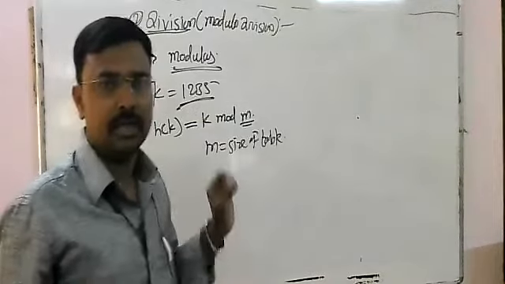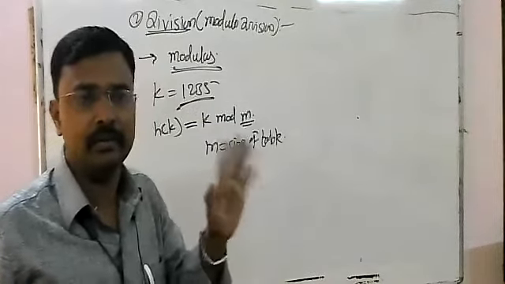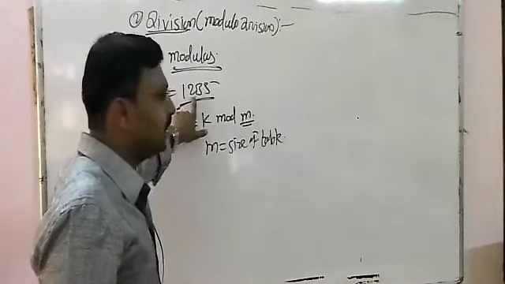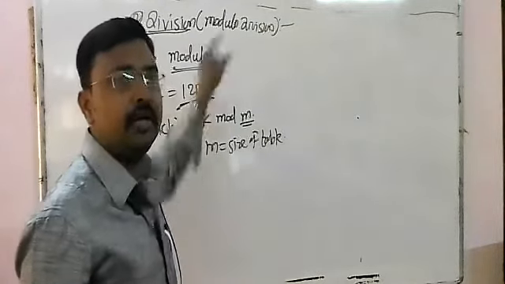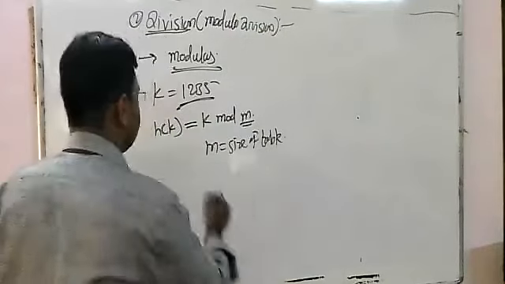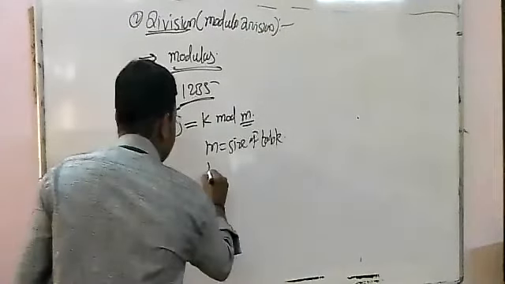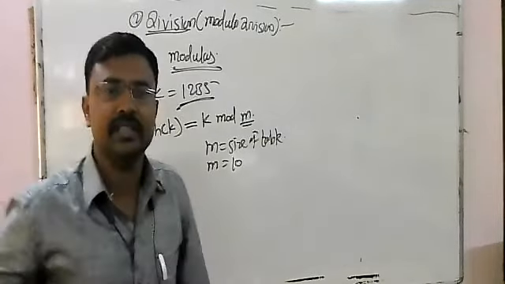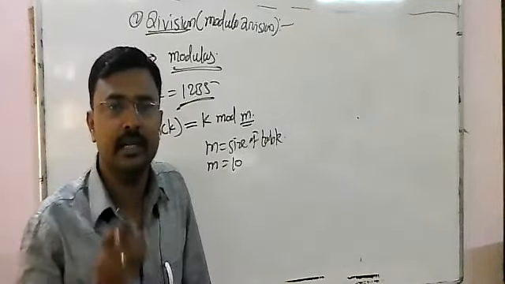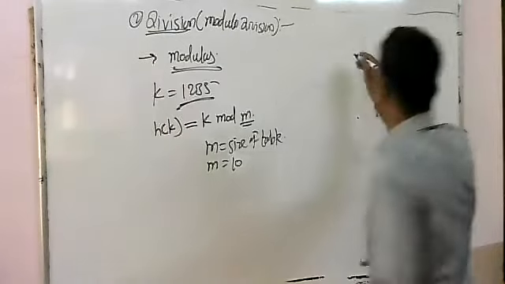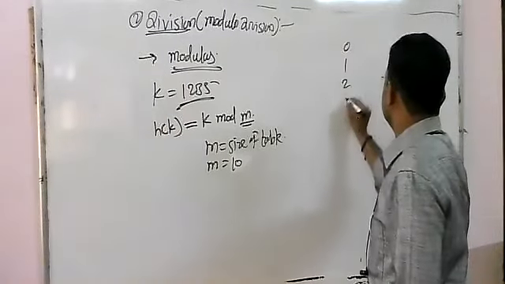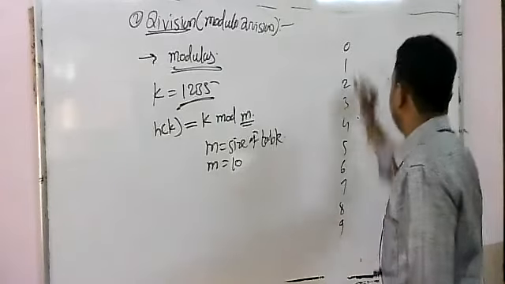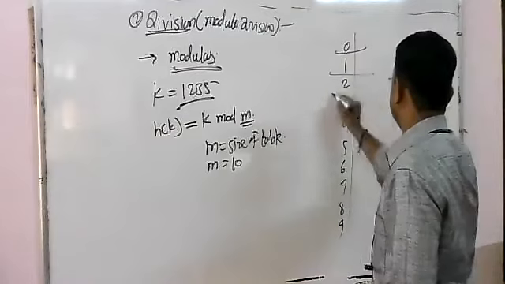Now we have the key value 1,235, and I want to store this key value into a hash table. What is the size m of the hash table? It is 10. Which means how many indexes are there? 9 is the highest index.